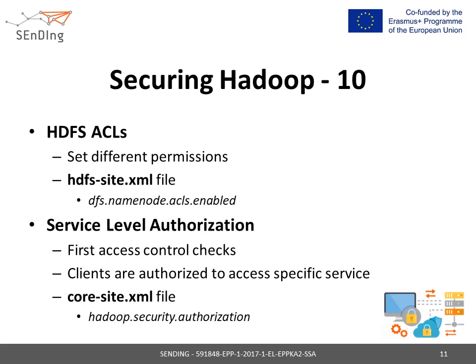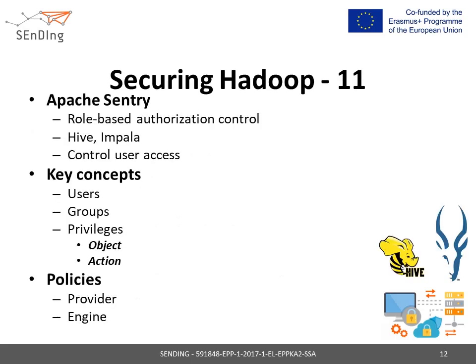Once you turn on service level authorization in your cluster, you need to configure the various Hadoop services through an ACL for each of the services. Apache Sentry provides fine-grained role-based authorization for data you store in HDFS. Sentry provides role-based authorization control, RBAC, for HDFS data. Sentry currently works with Hive and Impala.